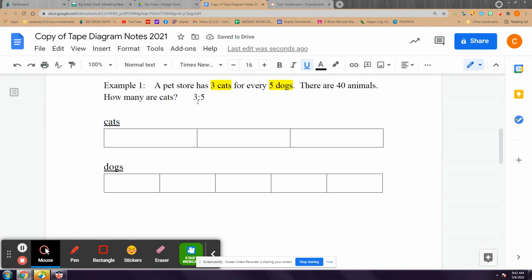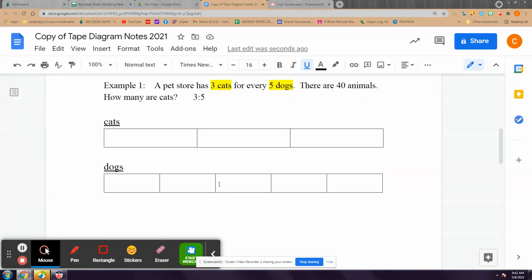And that goes along right with what we've talked about, the ratios 3 to 5. 3 pieces up here, 3 boxes, and 5 down here for the dogs. Okay, so that's step 1, which I already did for you. But I just want to explain it and make sure you know why I did 3 pieces here and 5 here.